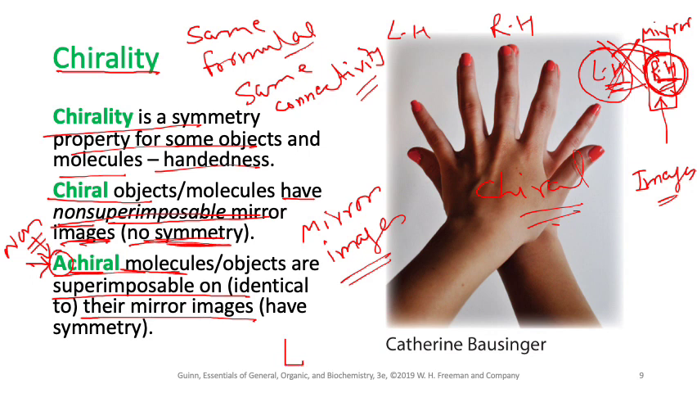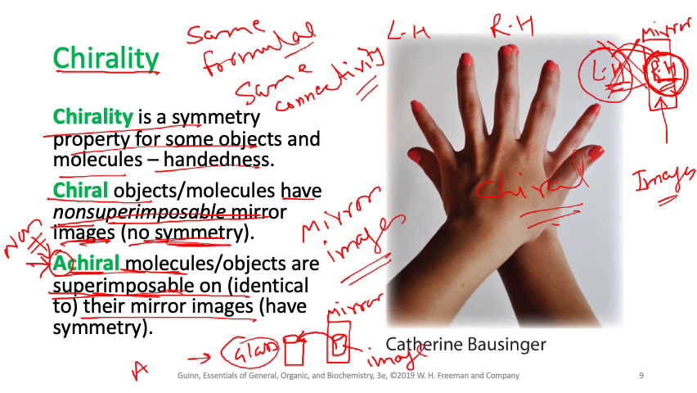For example, if I put a glass in front of the mirror, you will see an image of the glass over here, right? If I try to overlap this image on top of the original glass, it will always perfectly overlap, because there is no problem with it. So that means the mirror images are superimposable, so that means the glass is achiral.